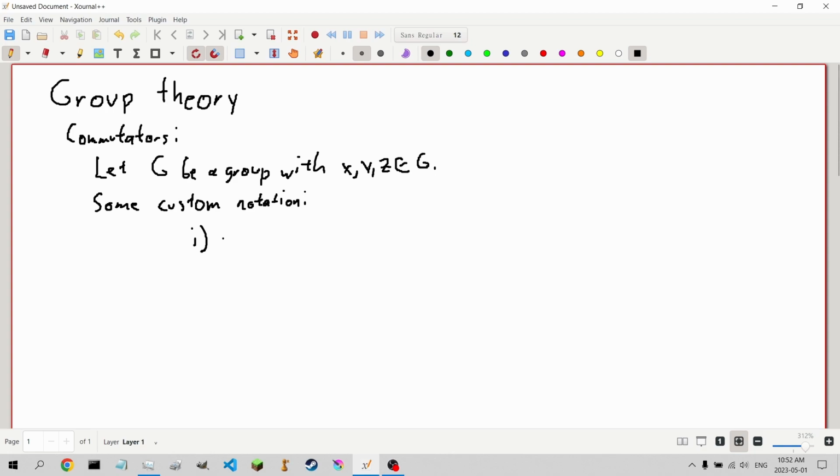First off, we have what looks like an exponent, almost. That doesn't quite make sense because we're working with group elements. And that is just the conjugate of x by y, if that is the correct term. And this is a map from G to G as x to the y.